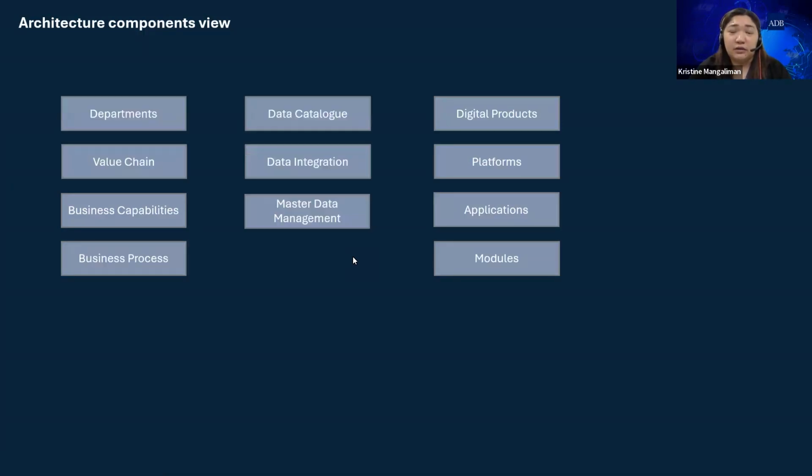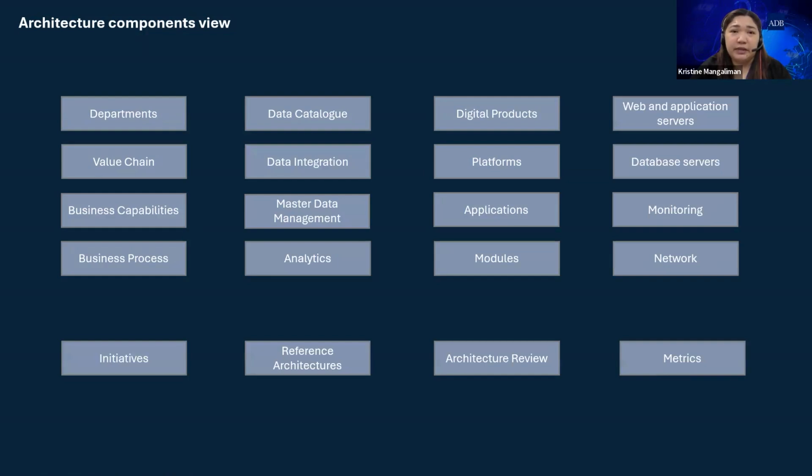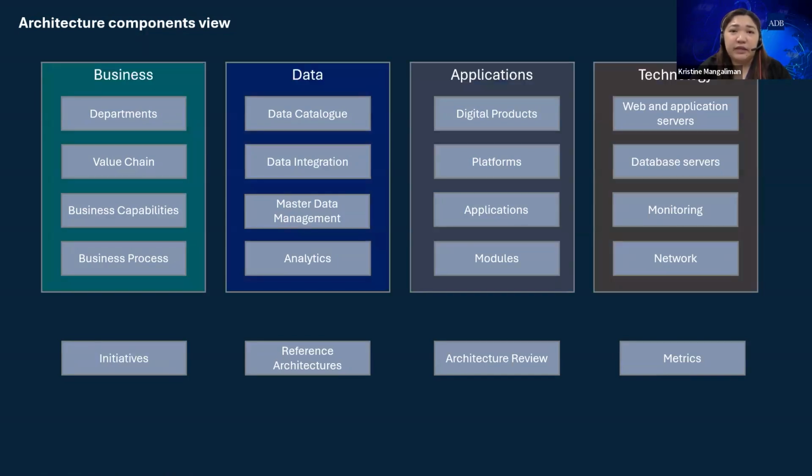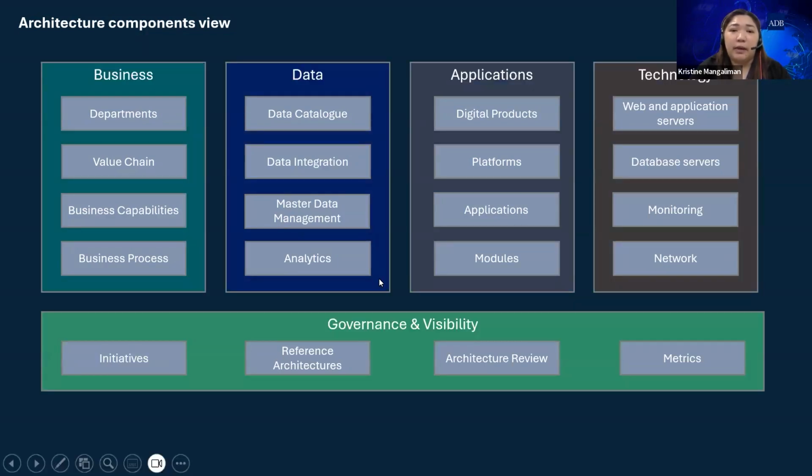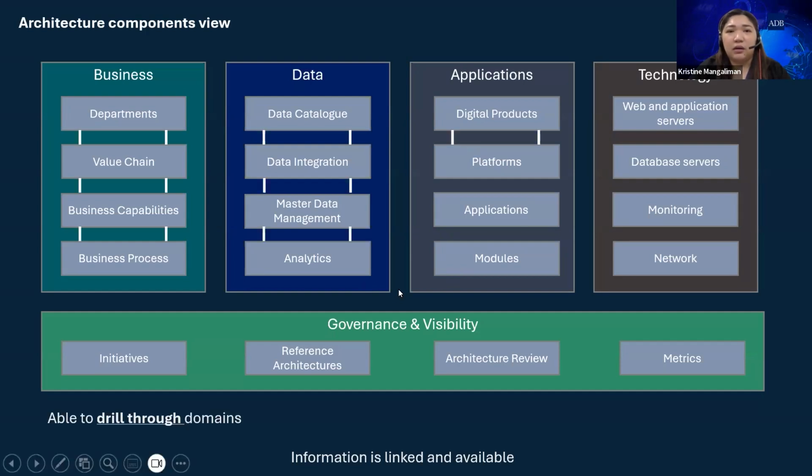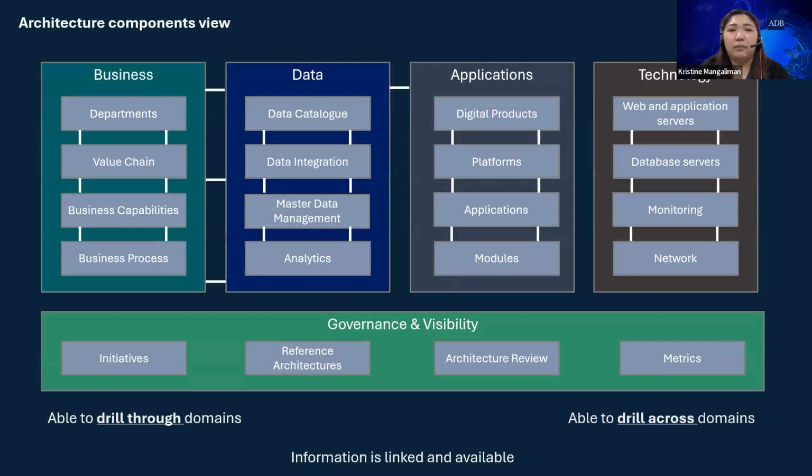In Abacus, there are a lot of artifacts and components that we maintain, and that's across the different layers of architecture and with different statuses of completion. Because it's visible to everyone, the data is linked and available for anyone. And there's ability to drill through the different domains, to drill through level from level one, two, and three, and drill through also across the different domains.